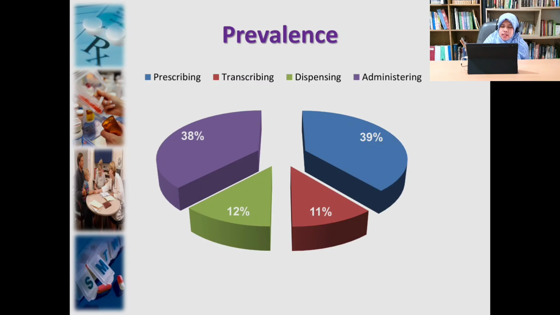This is the prevalence for each process. The first one is prescribing, the second one is administering. So the big errors occur in prescribing and administering. This is the important point for the pharmacist and healthcare professional to prevent the medication error and to help patients treat the problem and reach a high quality of life. Okay, thank you.